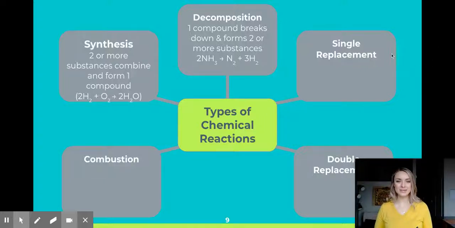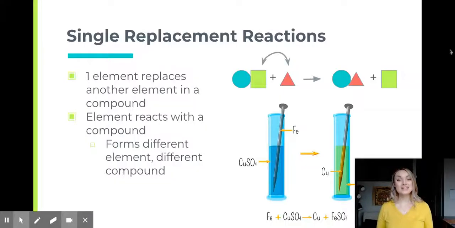Now let's take a look at single replacement. Single replacement reactions get a little bit more complex. Single replacement reactions are when one element replaces another element in a compound. So if you look at this diagram up here, we start off with a compound of a blue circle and a green square. We add the pink triangle, and the pink triangle is going to switch with the green square. So we end up with a blue circle bonded to a pink triangle, and then we've got leftover green square.